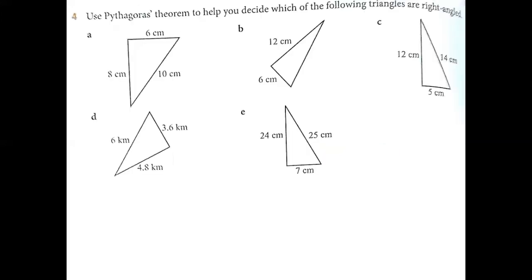Last one is question 4. First thing here, you just find where your right angle triangle is. So here the right angle should be in between 6 and 8. Here in between 12 and 6. And here 12 and 5, as it is the same here. And the same thing in between 4.8 and 3.6.